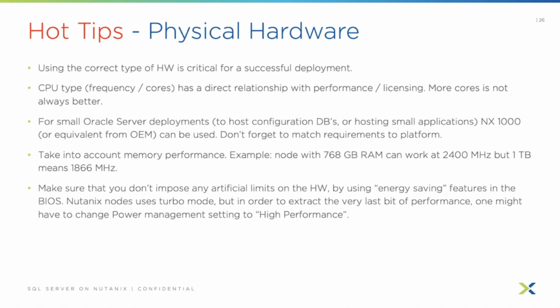Taking into account the memory performance, 768 gigs of RAM can work at 2400 megahertz, but 1 terabyte means 1866. And then make sure you don't impose any artificial limits on the hardware by using energy saving features. That is true also of virtualization. You don't want to enable those as well, and you definitely don't want to do that to your production database servers. That will artificially limit the performance that it has.